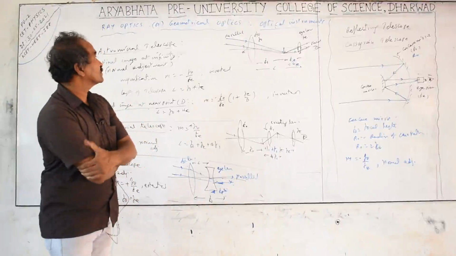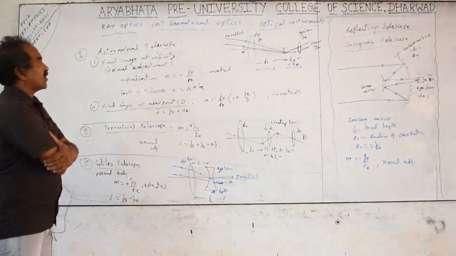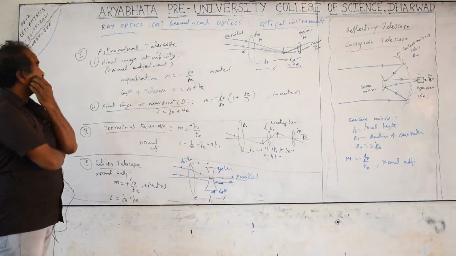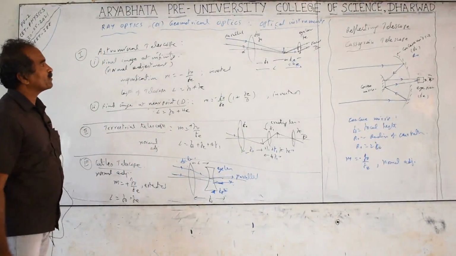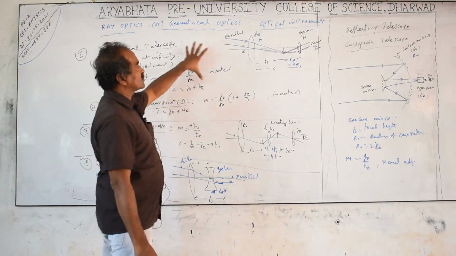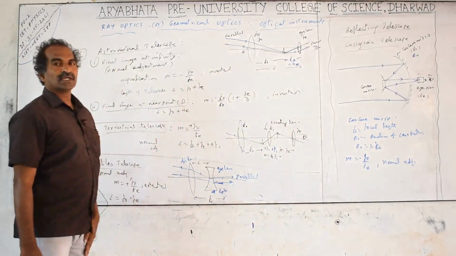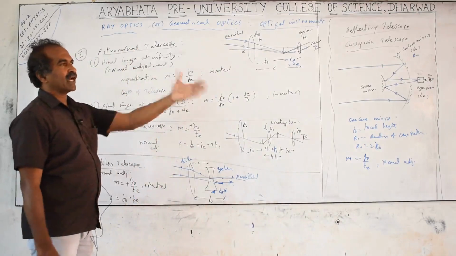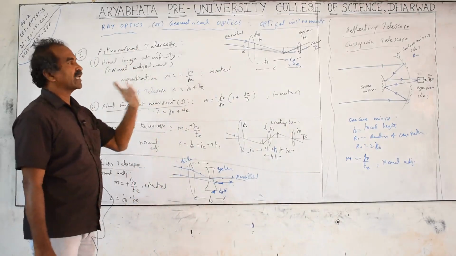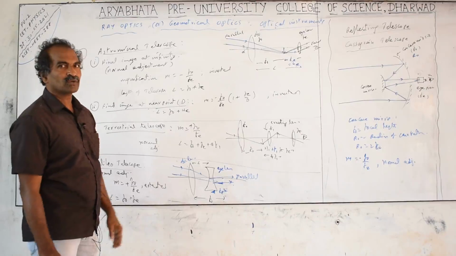Good morning, students. In ray optics, we were discussing optical instruments. The microscope and the astronomical telescope we had discussed in the previous class. In the astronomical telescope, the final image is inverted and virtual. If you are seeing directly with your eye, it is supposed to be inverted. Through the lens, if you are seeing directly, it is supposed to be virtual.